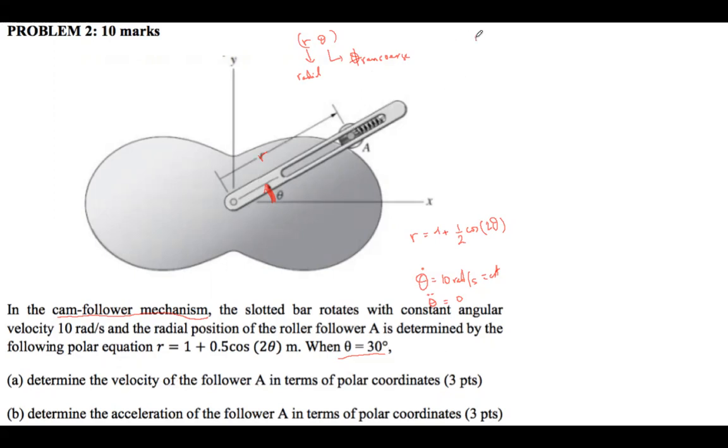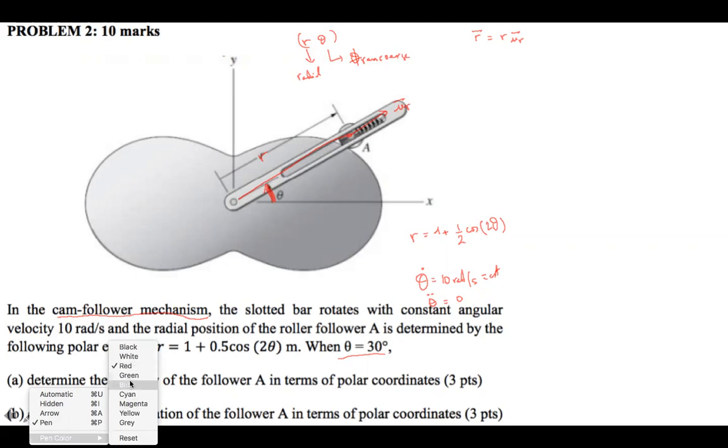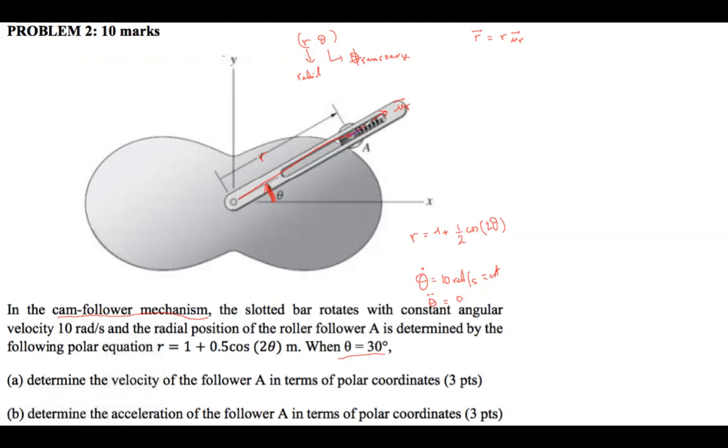As I told you, the R vector is just R UR. This UR is a unit vector along the radial direction. Let me put it in blue. This is a unit vector along the radial direction, I call it UR. And U theta is this vector here, the unit vector along the transverse direction.